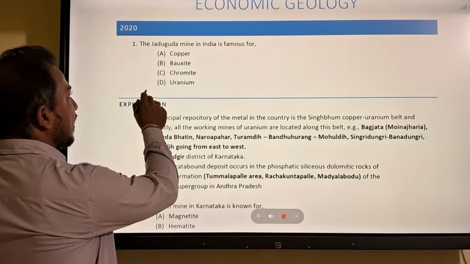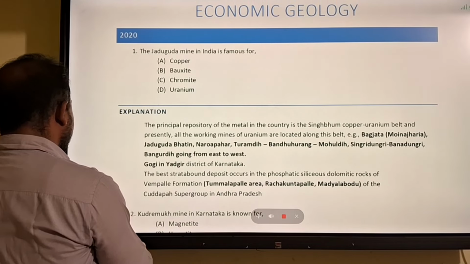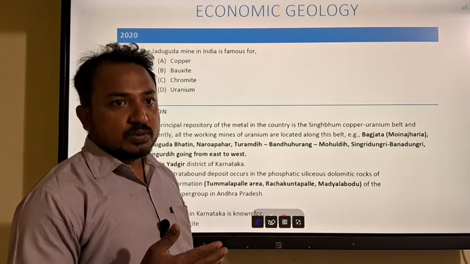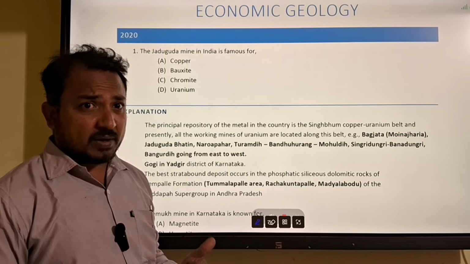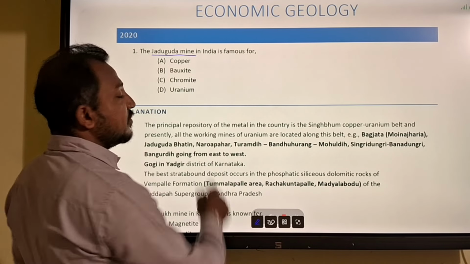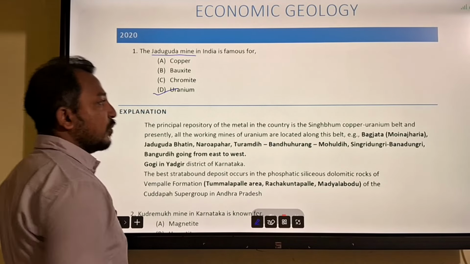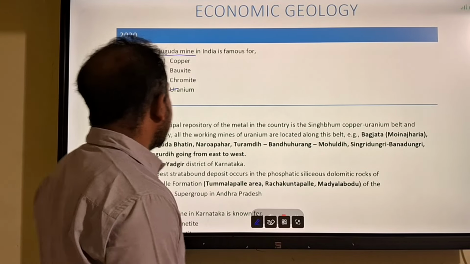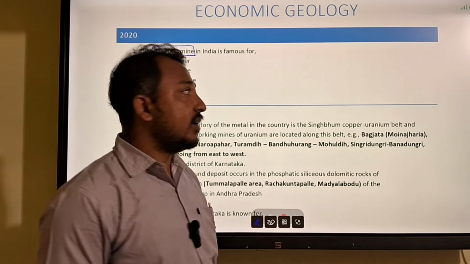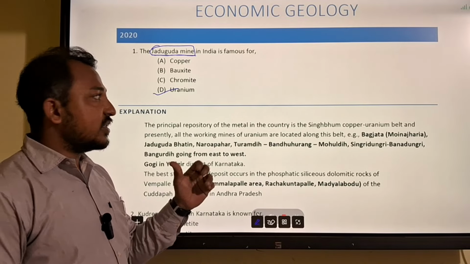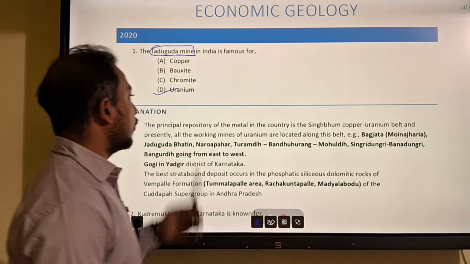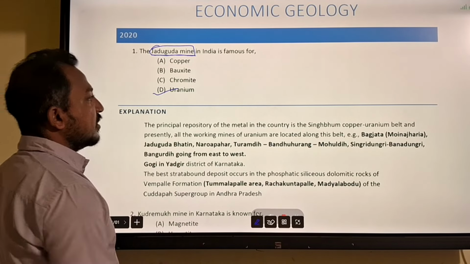The Jadugoda mine in India is famous for what? Jadugoda mines are situated in the Jharkhand region, along the Singhbhum shear zone, where you get uranium and copper type of deposition. Jadugoda mines are famous for uranium deposition. Always remember, it is a famous place. In most entrance exams you will get this Jadugoda mines question, about what deposition you will find in Jadugoda, or in table match. So it is famous for uranium deposition.